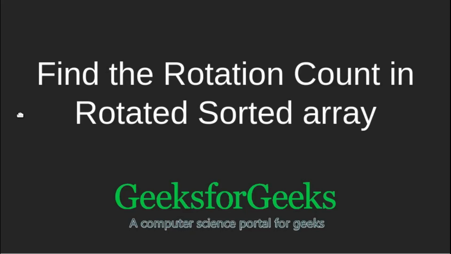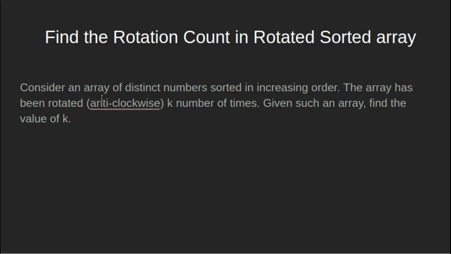In this tutorial, we will be looking at how to find the rotation count in a rotated sorted array. Consider an array of distinct numbers sorted in increasing order. The array has been rotated anti-clockwise k number of times. Given such an array, we'll have to find the value of k.